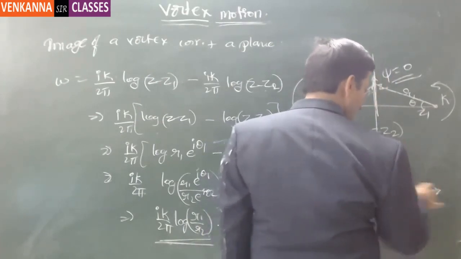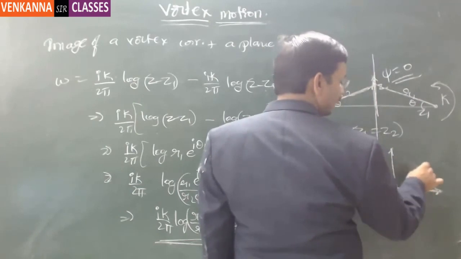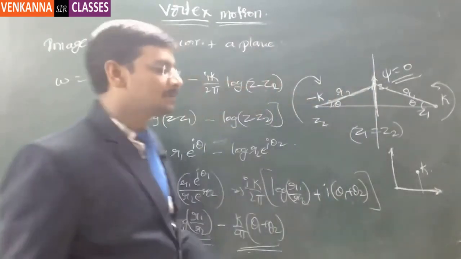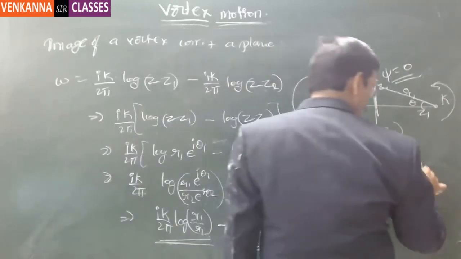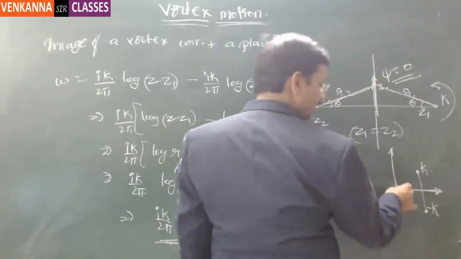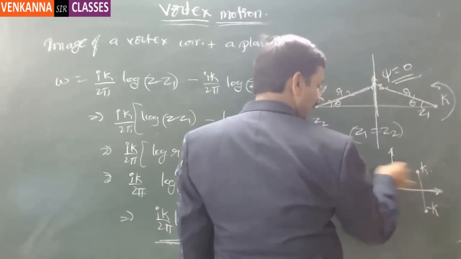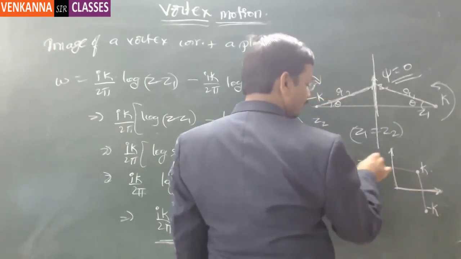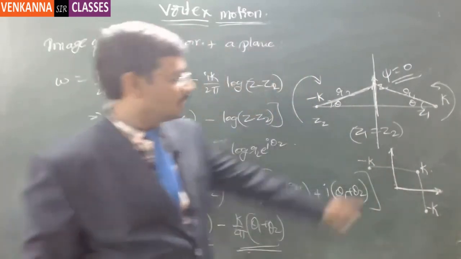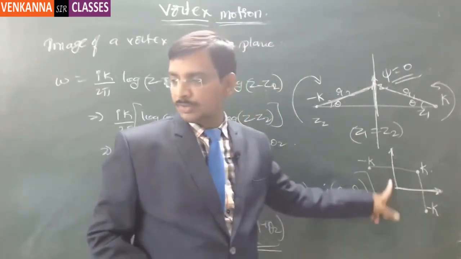Imagine there is a wall like this, and at a distance there is a vortex of strength k here. Because of this wall, you can model one more vortex of strength minus k here. And then because of this wall, you have to model one more of minus k here. Now these two have to be balanced again, right? So there is no presence of wall here. There is no presence of wall here.